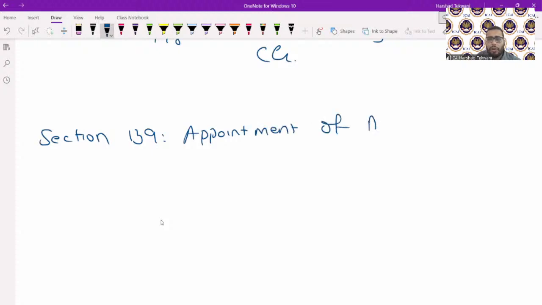Appointment of auditor. Now, what section 139 describes is the procedure of appointment of auditor. What are the things in case of first auditor, how it is required to be appointed, and in case of subsequent auditor, how they are required to be appointed.